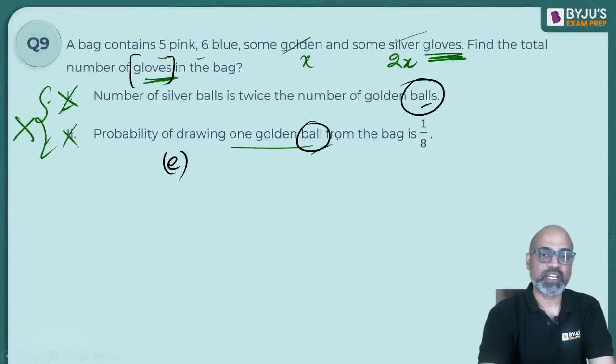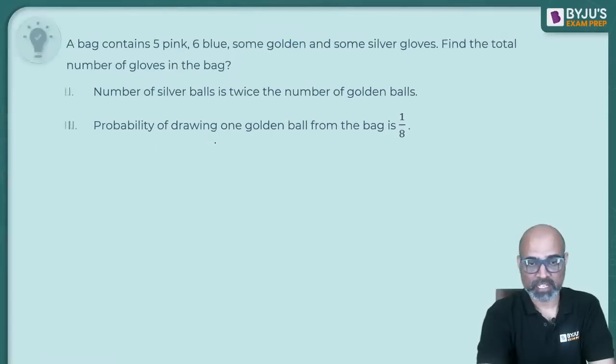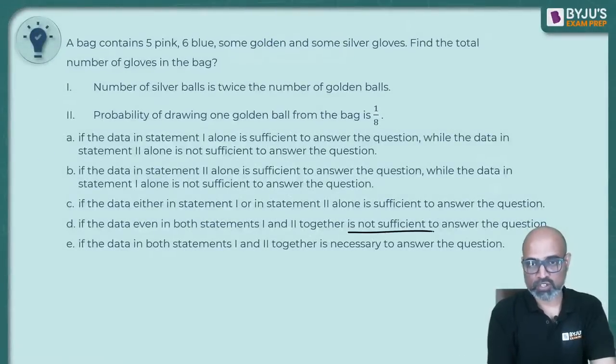अच्छा, E was together is necessary. D, it should be D. Sorry, it should be D now. D means together से भी नहीं आ रहा. Data in together is not sufficient.